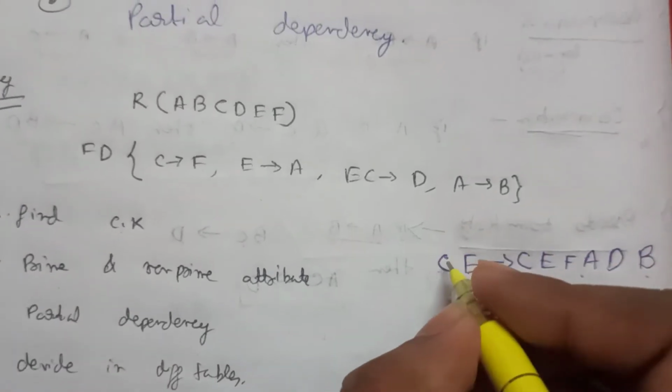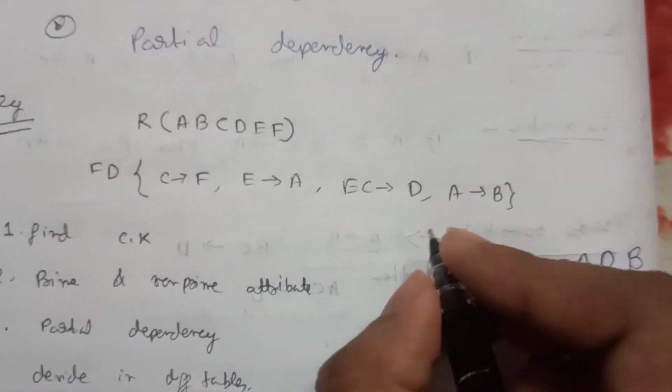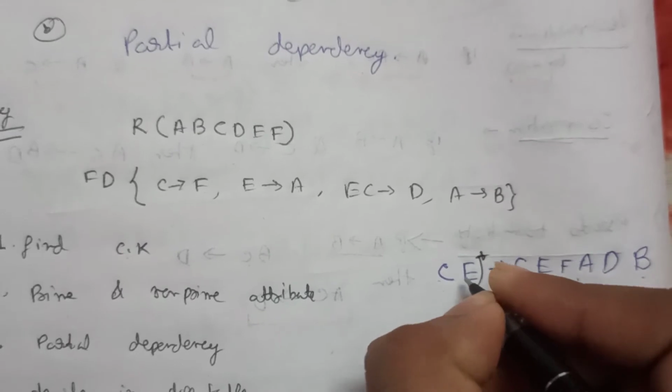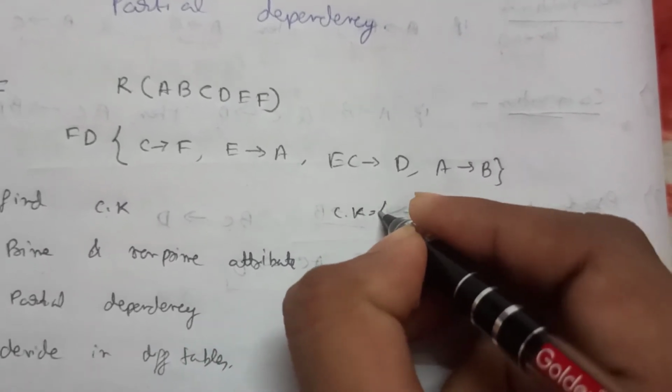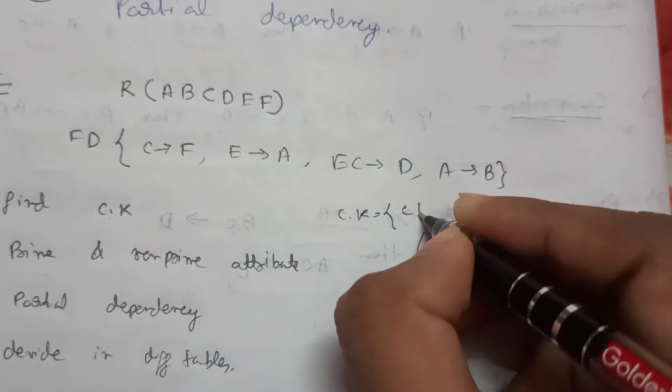So CE is a candidate key. What are the candidate keys? At least we have one candidate key, that is CE.